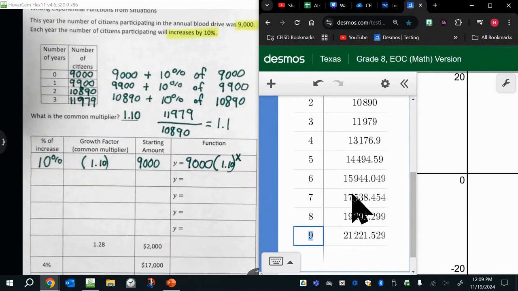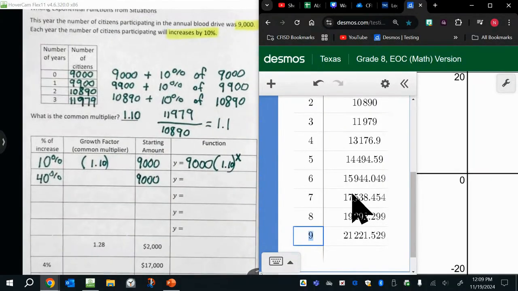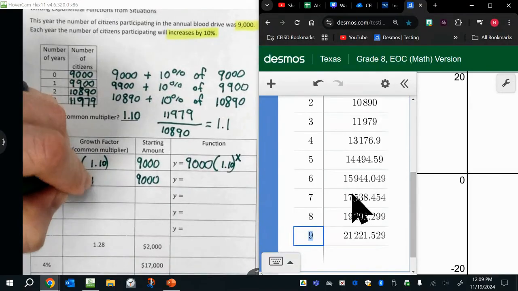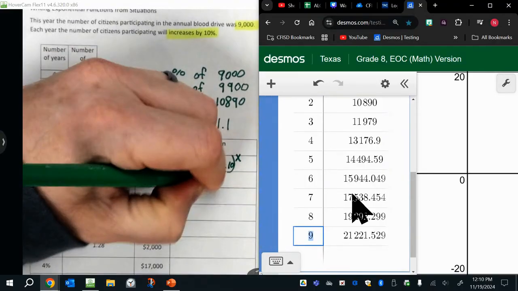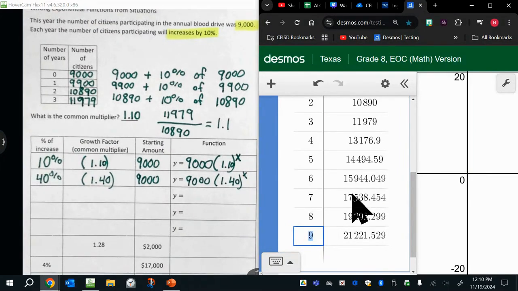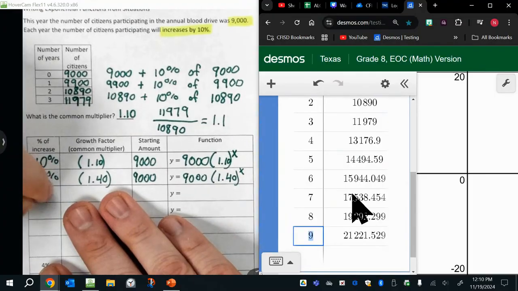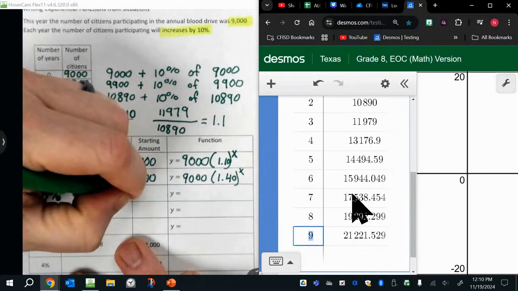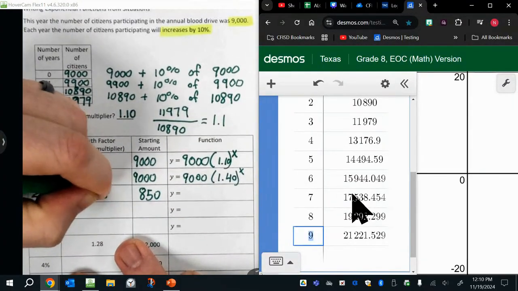So what about if I had a 40% increase, still starting at 9,000? What would that be? Well, this would read 1.40. So 9,000, and we are multiplying by 1.40 each time. We could do a different one. Say it was 30%, and maybe it started at $850. Well, my multiplier would be 1.30.